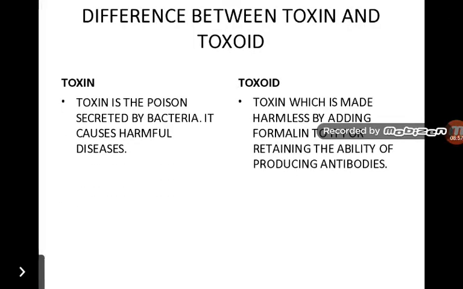Now, what's the difference between toxin and toxoid? Toxin is the poison secreted by bacteria. It is very harmful and can cause many harmful diseases. And toxoid is the diluted toxin. The toxin is made diluted by adding formalin, a chemical. Once we add formalin to the toxin, it is called toxoid. Toxoid is not harmful. It is used for making vaccine. And it also retains the ability of producing antibodies.